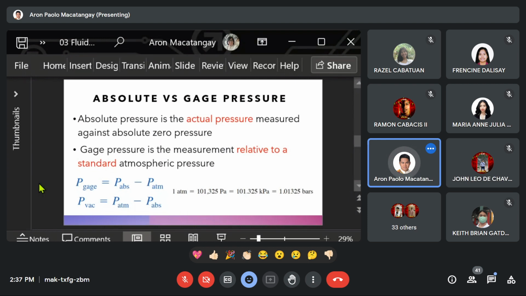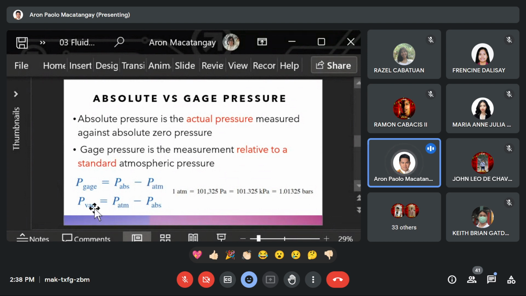And for gauge pressure, you would hear two keywords. First is pwede mo siya i-refer as gauge pressure. Pwede mo rin siya i-refer as vacuum pressure. So pag gauge pressure, it means that yung gauge pressure na yon is above atmospheric pressure. So in that case, yung formula na to, gauge equals absolute minus atmospheric. If you would rearrange that, P absolute equals gauge pressure plus atmospheric.